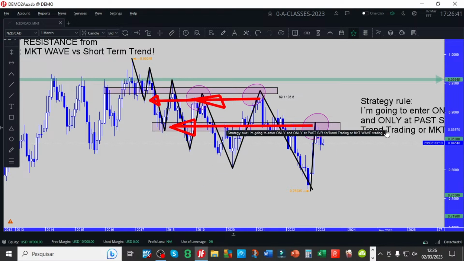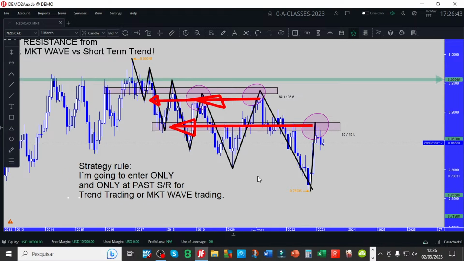So if this is part of your strategy, everybody, and this is the rule, you must obey your strategy. Does this make sense? You must obey your strategy rules. If your strategy rule is saying, I'm going to enter only and only at past resistance, then you must enter only and only on past resistance. You must follow the strategy. Okay, very good.